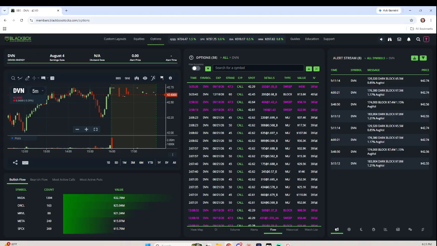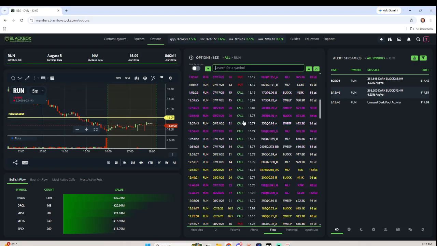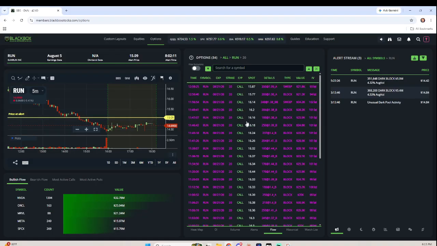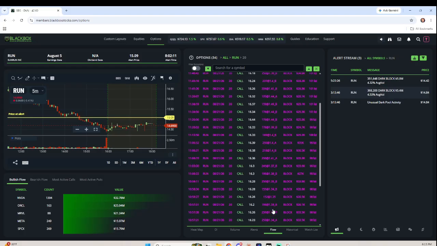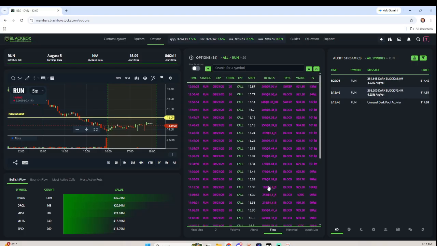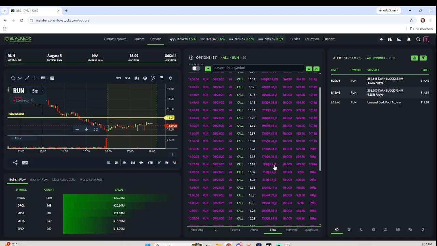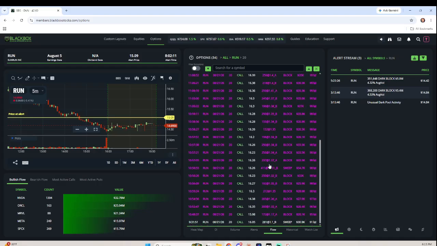And let me see if I can find another good example here. So on the run today, these August 20 calls were hit really, really heavy. But these were all blocks, right? So not as great a flow, still a lot of money, but kind of odd how they came in like this on blocks.